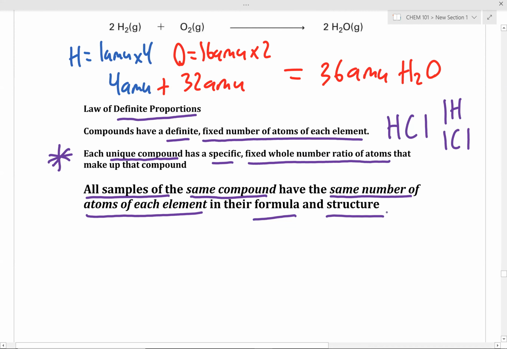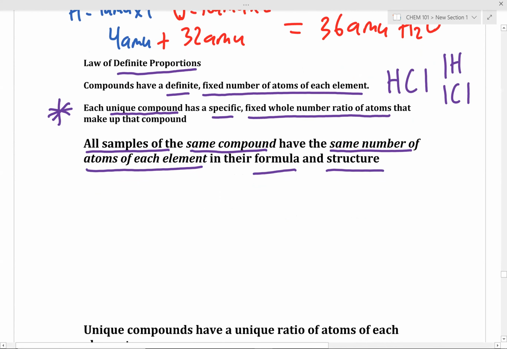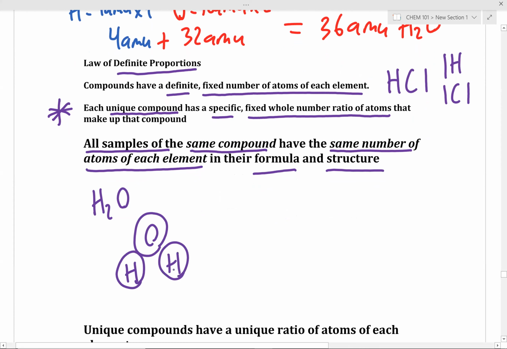So let's showcase how this works. So if we're looking at H2O, for example, your stereotypical water molecule, drawing it out, we have how many hydrogen atoms? How many H symbols do we see? 2. So we have 2 hydrogens, and how many oxygens? 1 oxygen.